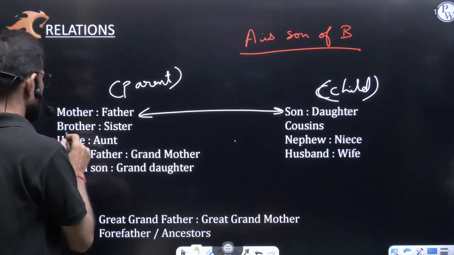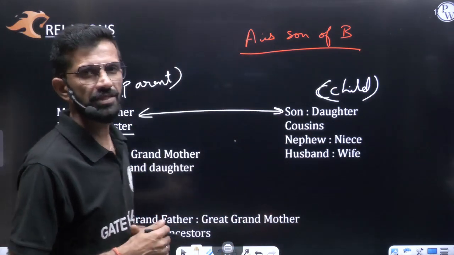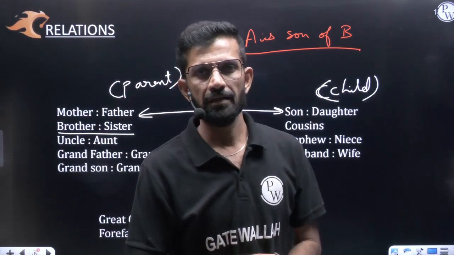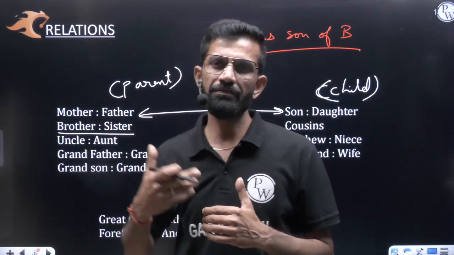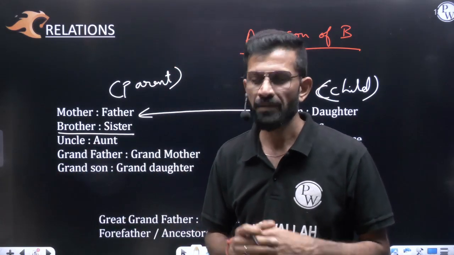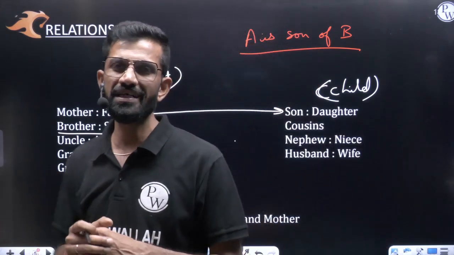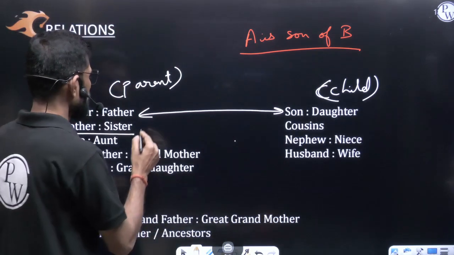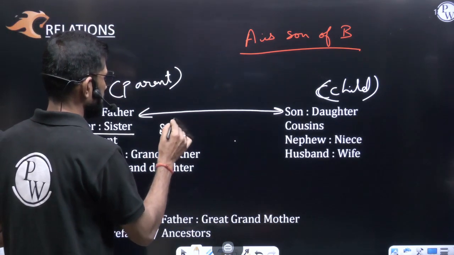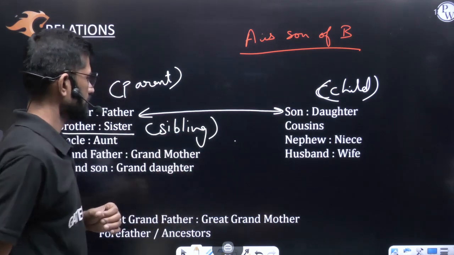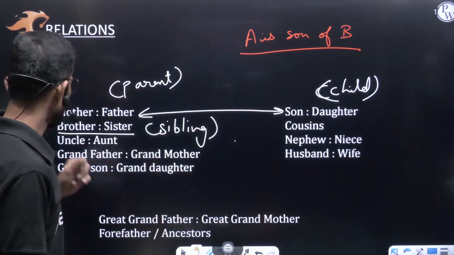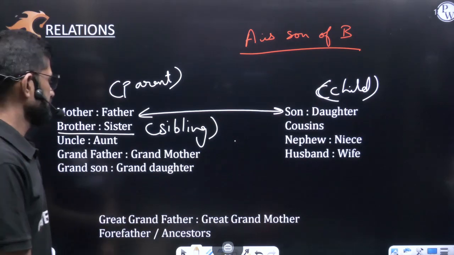Moving further, brother, sister. Brother, sister reverse relation is brother, sister only. Someone I am calling as brother, sister, they will also call me as brother, sister. Okay, if brother, sister gender is not confirmed, we can use the word sibling over here. Sibling. In plural form, it will be siblings. Clear? Moving further. Uncle, aunt.